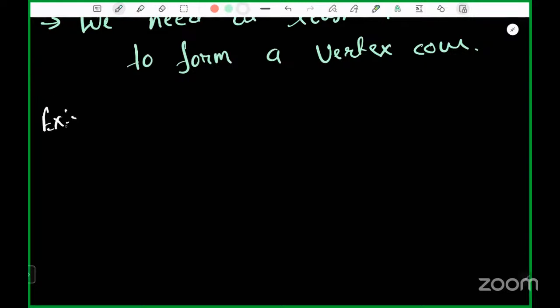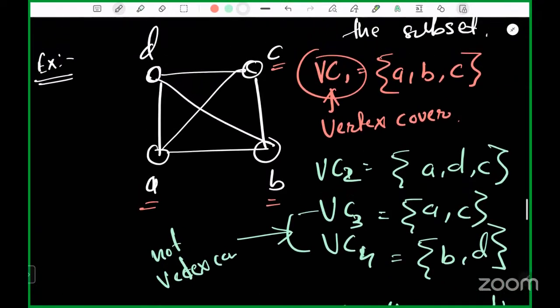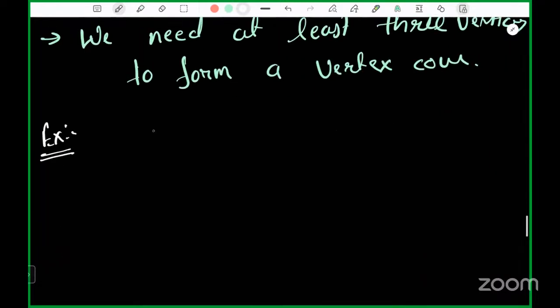Ma'am, if we find a tree for this graph, is that equal to the vertex cover? Because a tree gives n minus 1 vertices, where n is 4. Yes, but not in all cases. So we cannot say that finding a tree of a graph is equal to the vertex cover. For example, if I remove one diagonal here, then only two vertices are enough to cover the graph, as we pointed out.